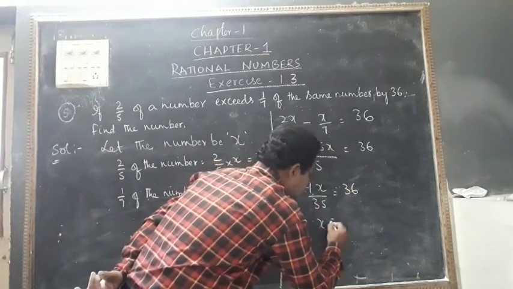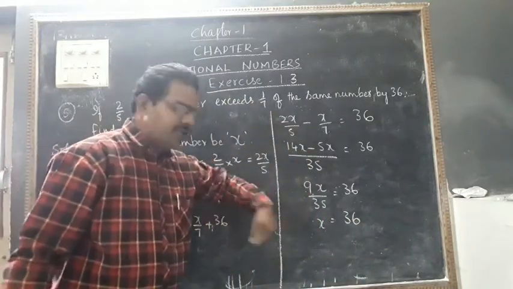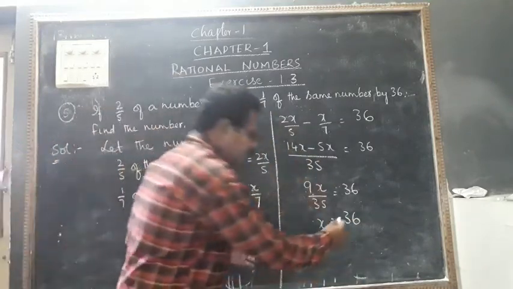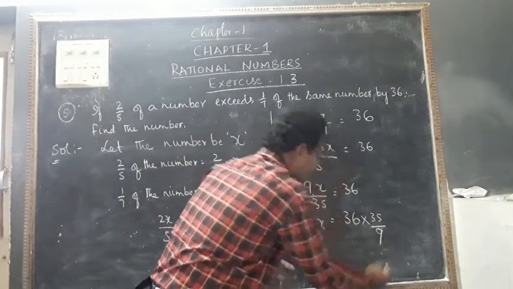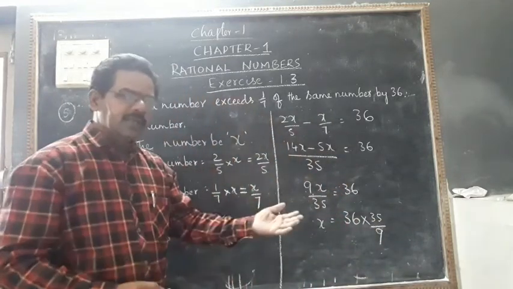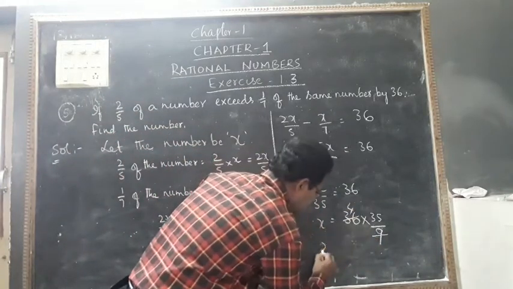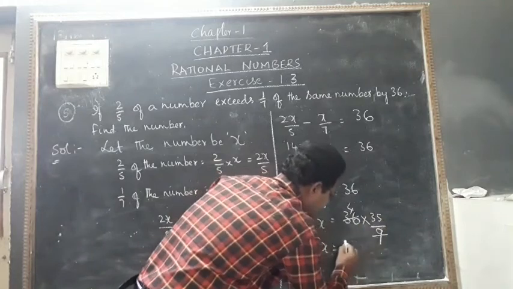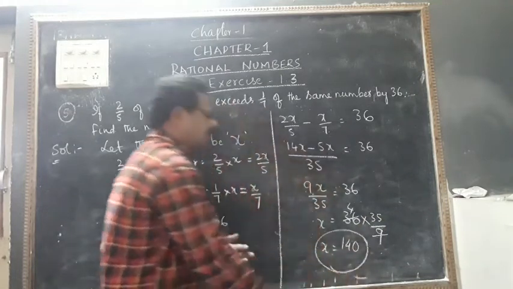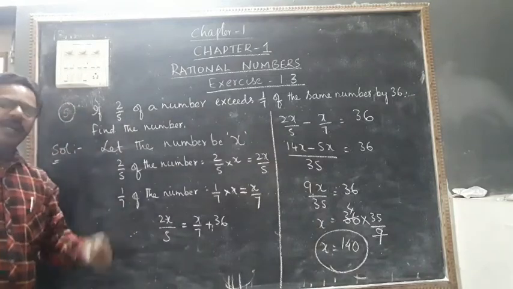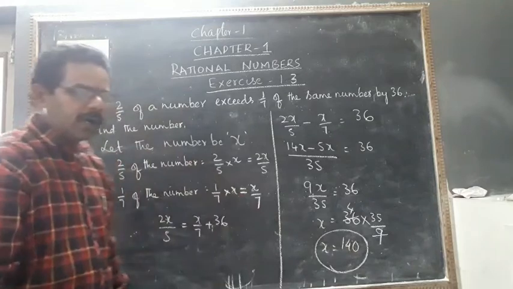Now x is equal to 36 already there. 9 by 35 you can convert and it will become multiplication, 35 by 9. 9 by 35 will become 35 by 9. 9 1 ja, 9 4 ja. So now x is equal to 4 into 35 is equal to 140. Therefore the number is equal to 140. Finally we have to write the number is equal to 140.